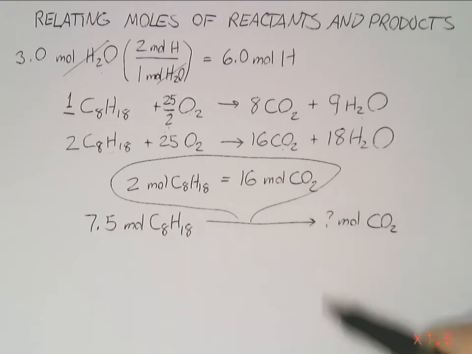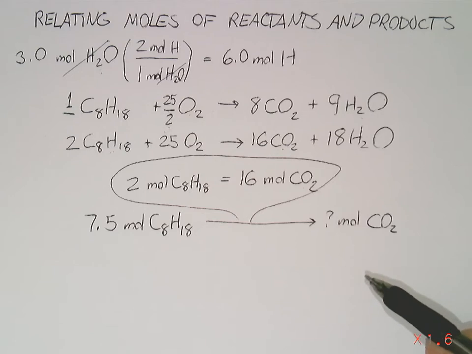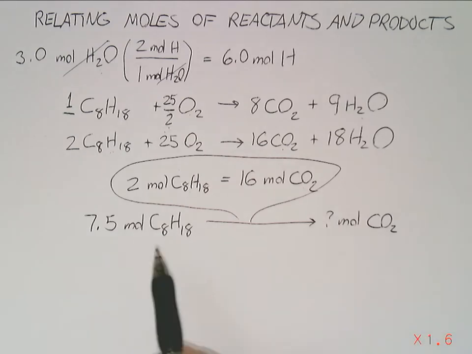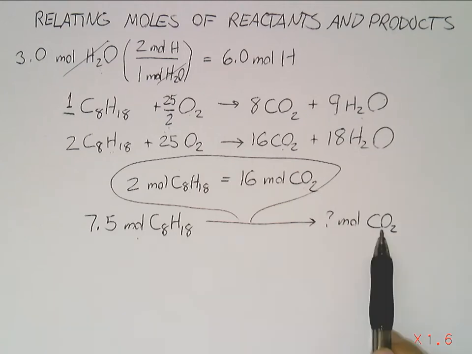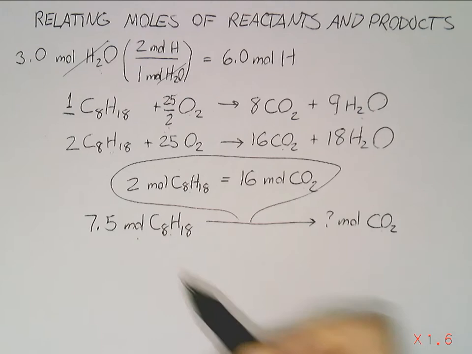I need a balanced chemical equation to convert these things. Now, there's an important principle here that we're going to use throughout the rest of the chapter. And it is that in this problem, I am converting one substance into another substance.